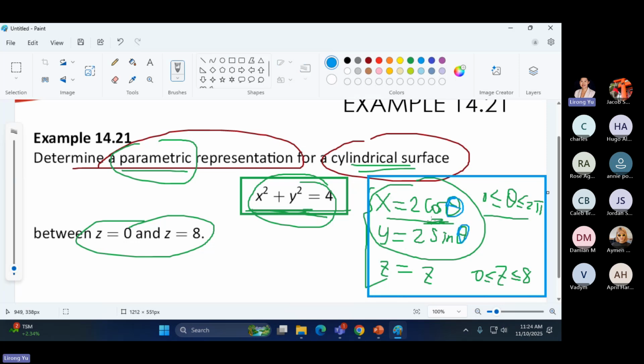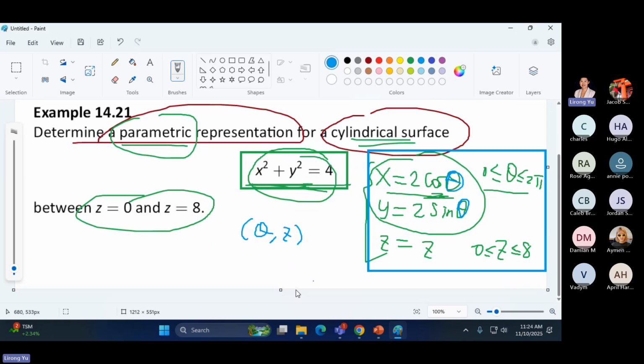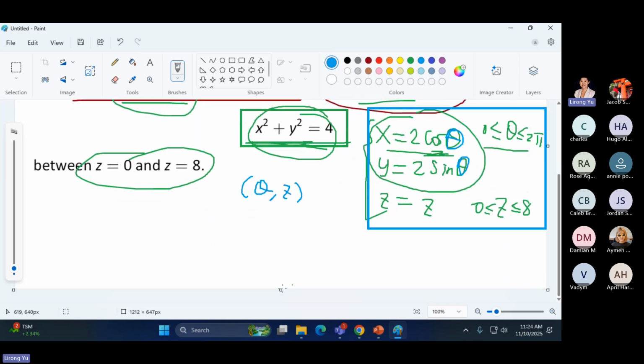This is the input theta, and then this is the input z. So the only input that we have is theta and z. It's a two-variable parametric equation of the surface. That's already the answer. But in our text, we have a preference of using u and v.